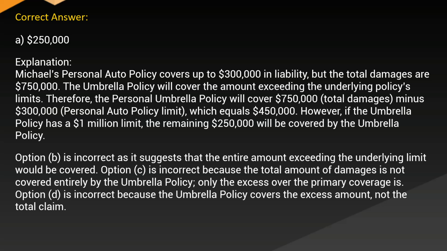Option B is incorrect as it suggests that the entire amount exceeding the underlying limit would be covered. Option C is incorrect because the total amount of damages is not covered entirely by the umbrella policy, only the excess over the primary coverages. Option D is incorrect because the umbrella policy covers the excess amount, not the total claim.